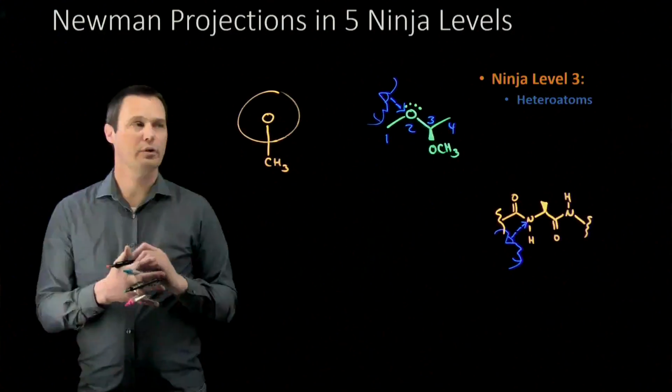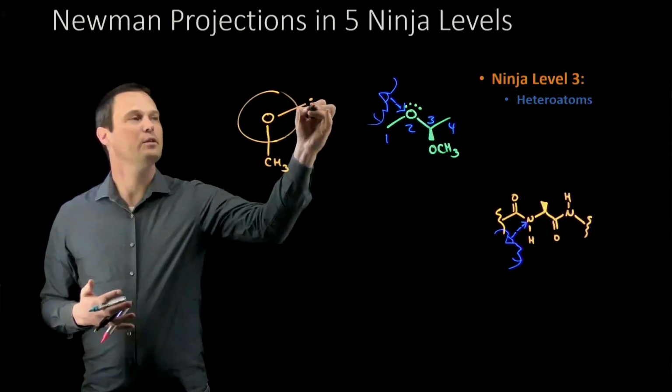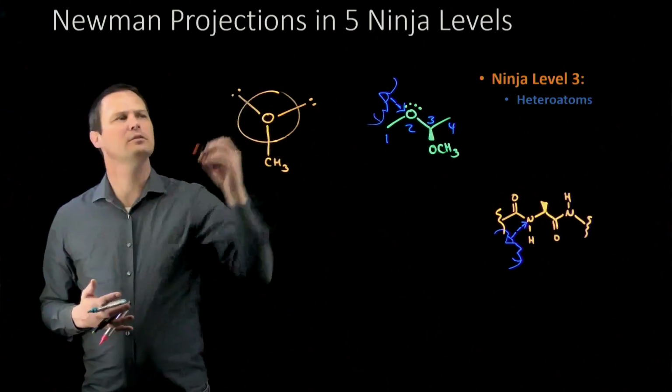We do still show those lone pairs. One would be off to the right and one would be off to the left. Yeah, that looks a little bit weird.